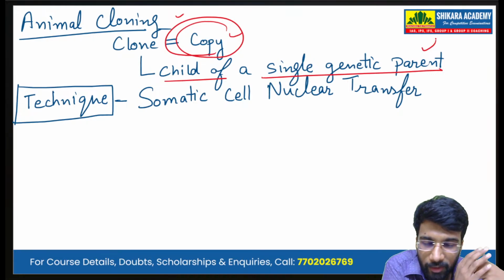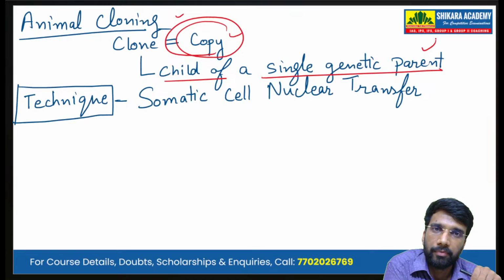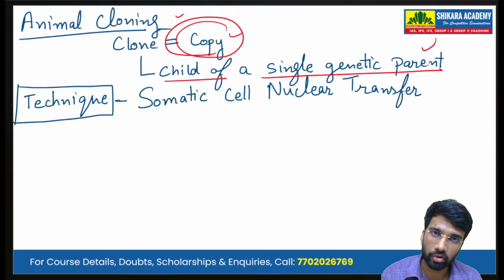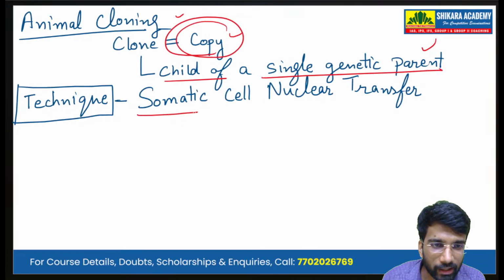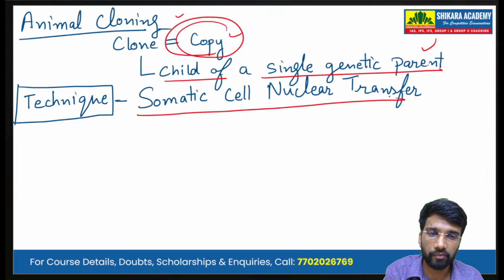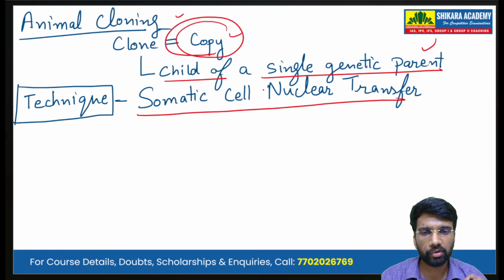But when we are making a clone, we are making a child out of a single parent. And how are we doing this? The technique that is used to make the clone of animals is the somatic cell nuclear transfer. Now, what is this somatic cell nuclear transfer? As the name suggests, we are transferring the nucleus of the somatic cell. So now we look at the steps of this particular technique.